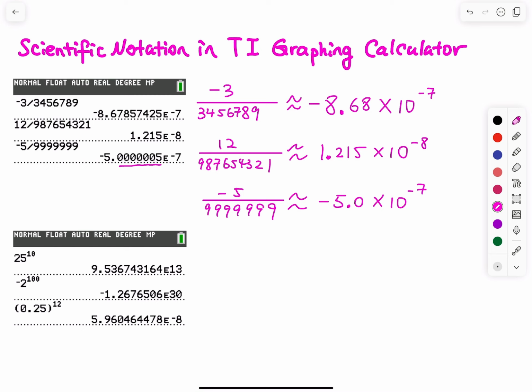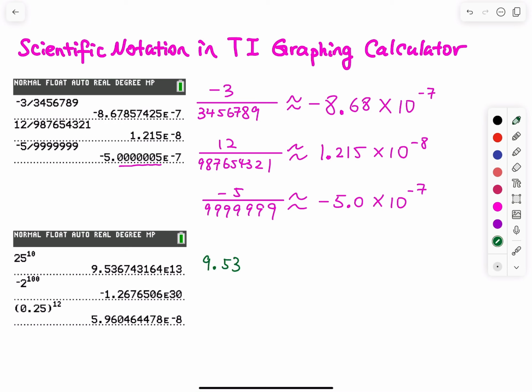How about the next screenshot? 25 raised to the 10th power. So 25 times itself, 10 times. The product is a very, very large value. The calculator says that is 9.53. Of course, 25 times itself a few times, you are not going to get 9 point something, right? But don't forget that there is an E13 at the end. Keeping 2 decimal places, because I have been doing this the entire time.